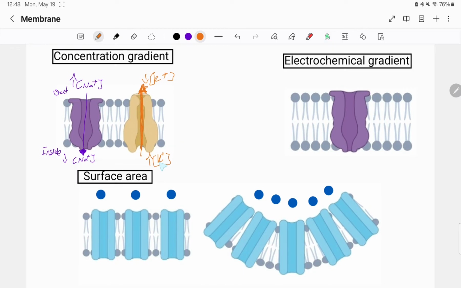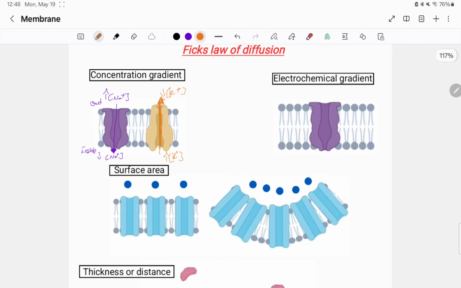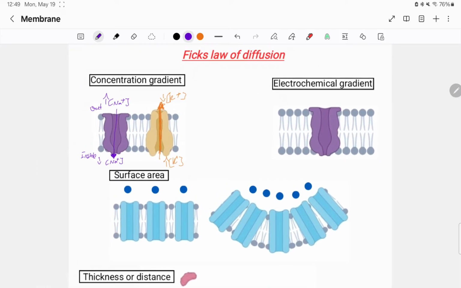Remember, we just said that the concentration gradient is the driving force of movement for these molecules. They would not be able to move against their concentration gradient. For example, sodium cannot go from an area of low concentration to high concentration passively. That would require the use of energy, the use of ATP. But it can move down its concentration gradient from high to low passively with no ATP or energy required. So that's one of Fick's laws of diffusion.